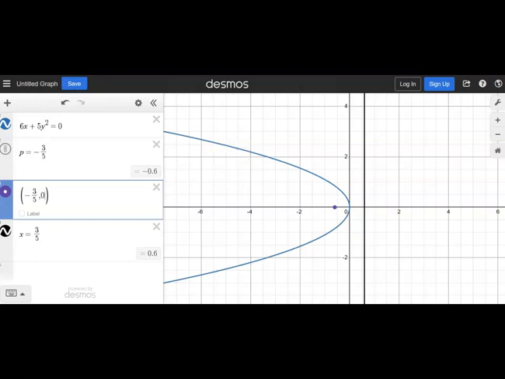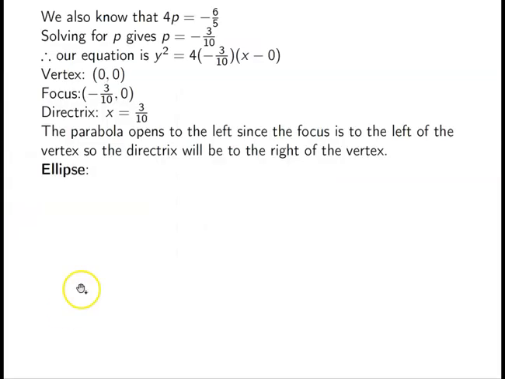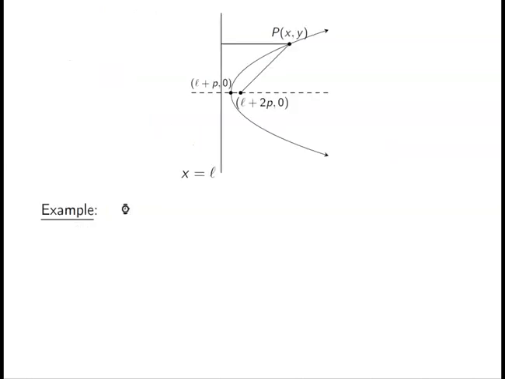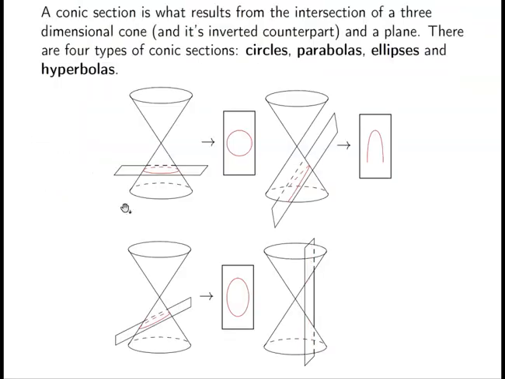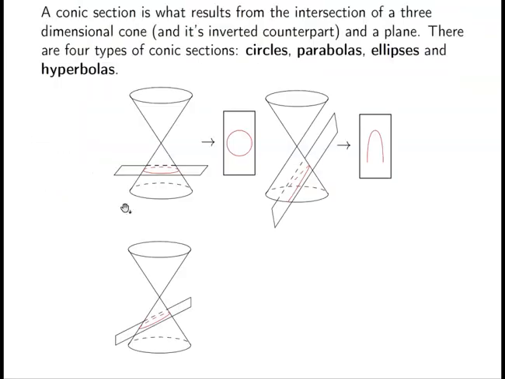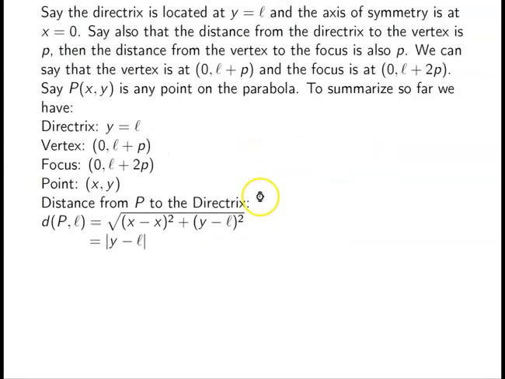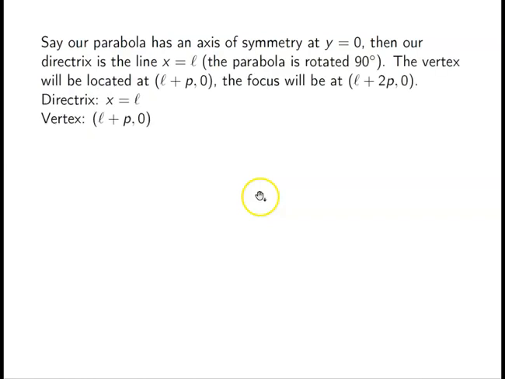Okay, so let's move on to the next example, which is the ellipse. An ellipse is a little bit different than the parabola because it has two foci. If we go back to our general shape, just to remind us, this is an ellipse. It's like an elongated circle, squished on one side, stretched out on the other.